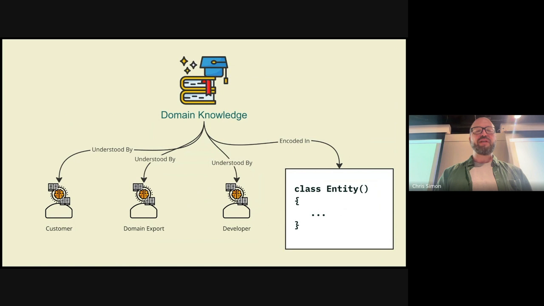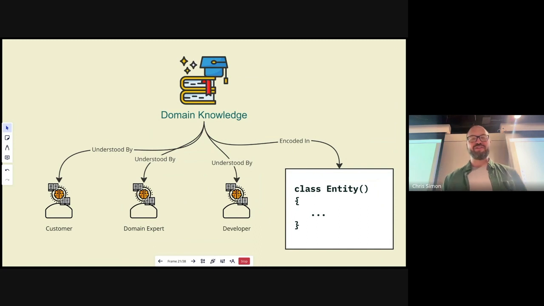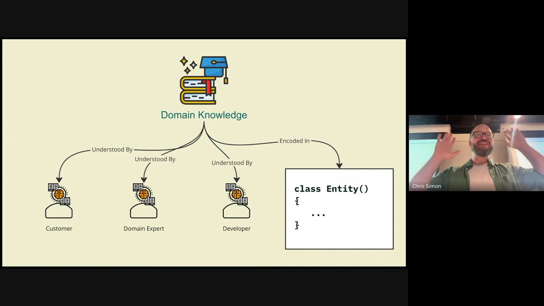Now, there's also this complex relationship between domain knowledge and the people involved. So you have domain knowledge as understood by customers, experts, and developers. That should say expert, not export. Actually, I think the nice thing about Miro is I can fix this on the fly. There we go. How is that? So domain experts understand domain knowledge, developers understand domain knowledge, customers understand domain knowledge, and we encode the domain knowledge into our code. But this diagram is deliberately drawn with everyone's got their own brains and their own little books, so they've all got their own versions of how they understand the domain knowledge. The only thing that's a fact is the code, but then also you've got different people's interpretation of that code.